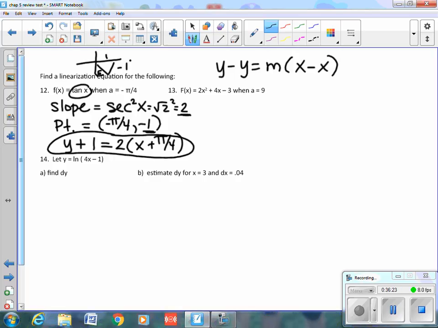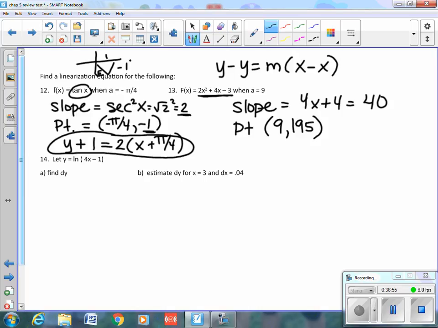Okay, same thing with this problem. You find the slope and you find the point. How do you find the slope? You find the derivative of the original. The slope is 4x plus 4. After you find the derivative, which is 4x plus 4, you plug 9 in, and you're going to get 40 for the slope. You're going to plug 9 into the original to find the y value, and I did that, and you get 195.